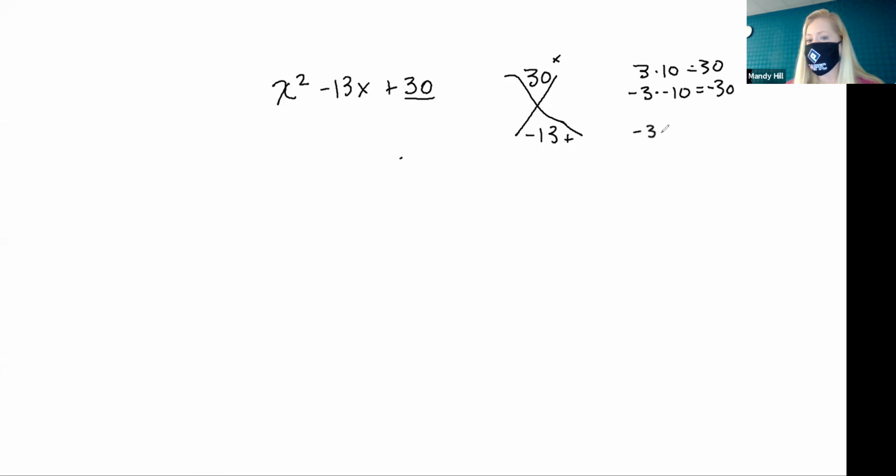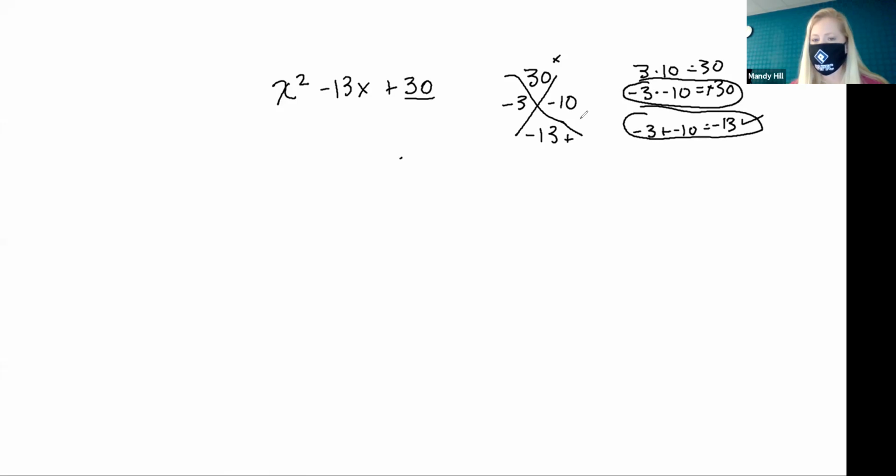well, that's still 30. But when I add them, that would get me my -13 that I needed. And I could keep brainstorming through this, but this is the answer, right? -3 or -10. Yes, thank you. -3 times -10 is definitely +30. And I can keep brainstorming about it, but we found the answer. So we would come over here and say, well, it's x minus 3 and then x minus 10.